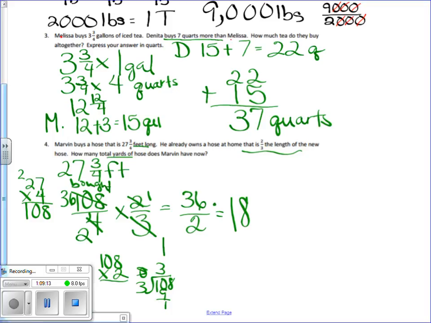Is that a decimal fraction? Have you ever seen me do a decimal fraction at the same time? Oops.